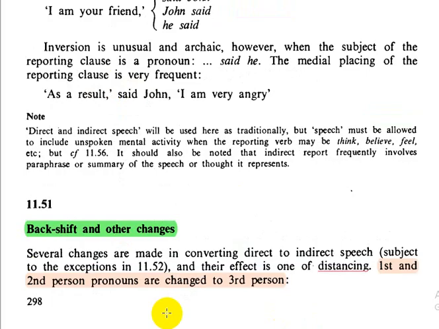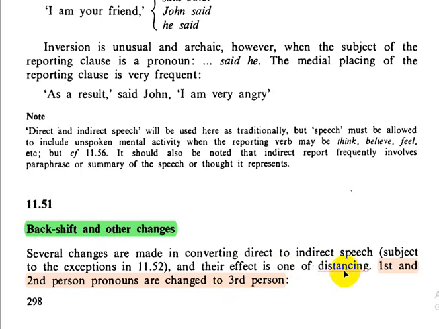Let's examine in detail what the main changes are when converting direct into indirect speech. We have backshift and other changes. Backshift refers to the changing of the tense of the verb. Several changes are made in converting, meaning changing direct into indirect speech. Their effect is one of distancing. So we need to make sure that there is a distance.